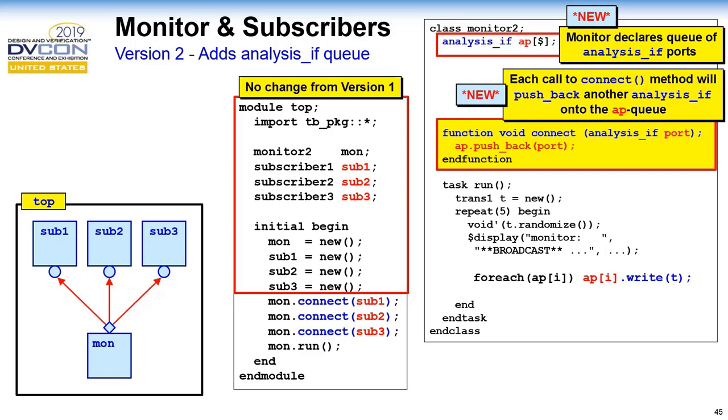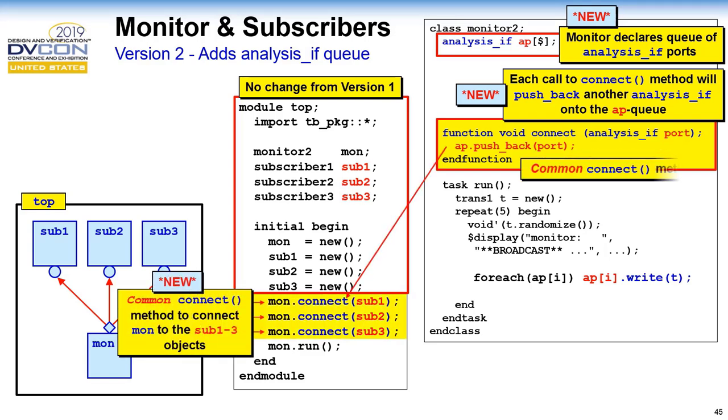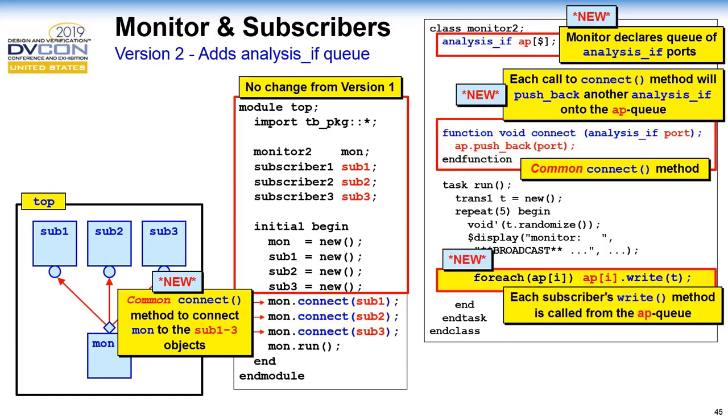Next, we're going to call the connect method and pass in the subscriber handles into the monitor. And so we still have to connect each of the subscribers to our monitor. But then we have a for each loop down inside of the run task. And the for each loop is just going to walk through all of the handles that have been stored in that queue, and it's going to call the write method for each of those handles.